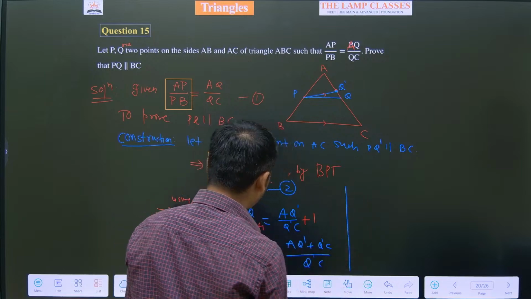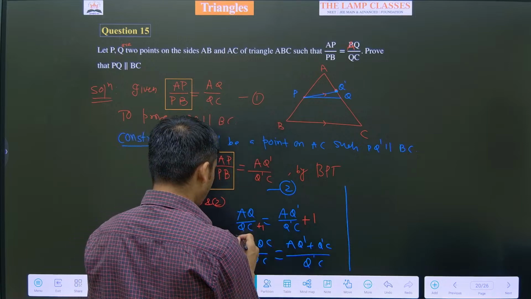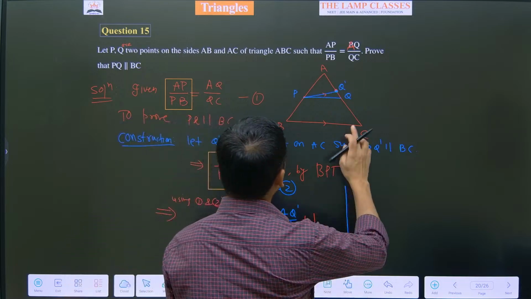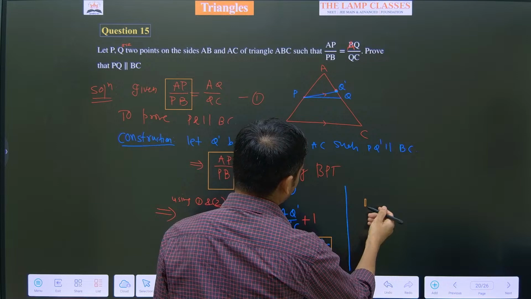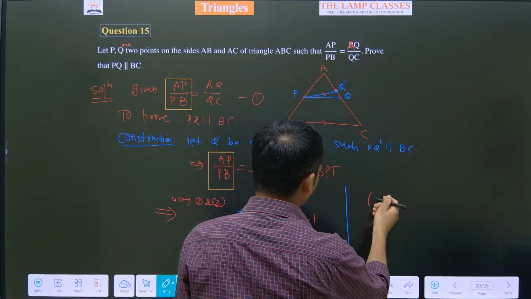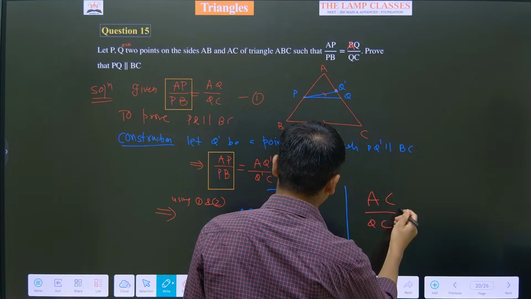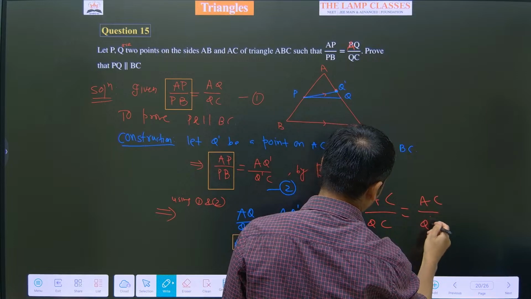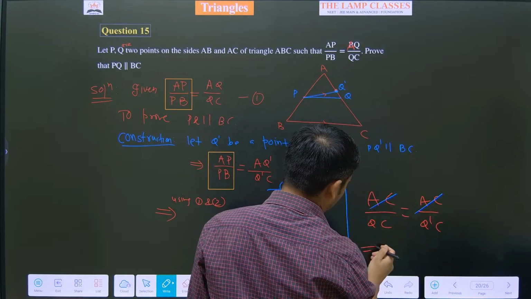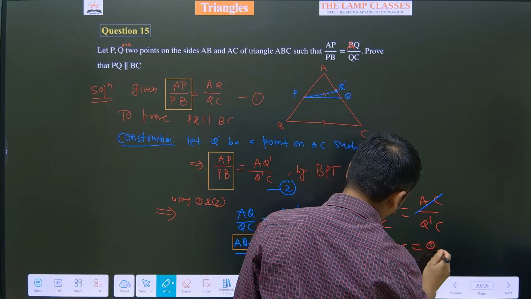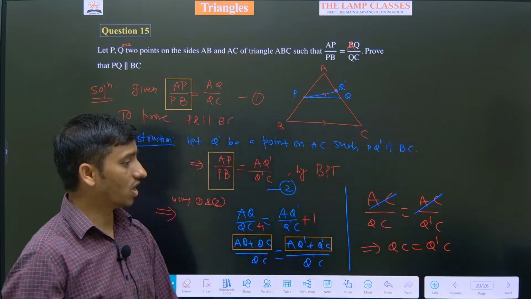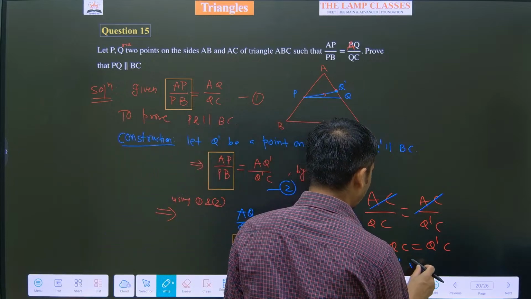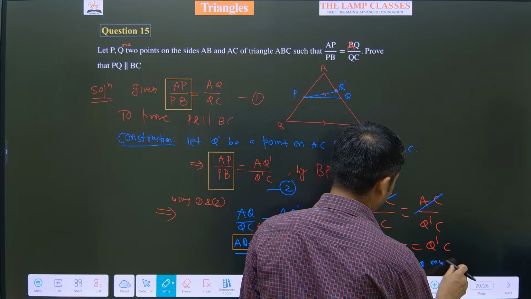And if that's the case, what is AQ plus QC? We can tell AQ plus QC is basically AC. Left hand side we have AC upon QC. Right hand side, AQ dash plus Q dash C is also AC, upon Q dash C. This and this we can cancel, and from here we get QC is equal to Q dash C. Can I say now that Q and Q dash coincide? That means Q dash and Q must coincide.